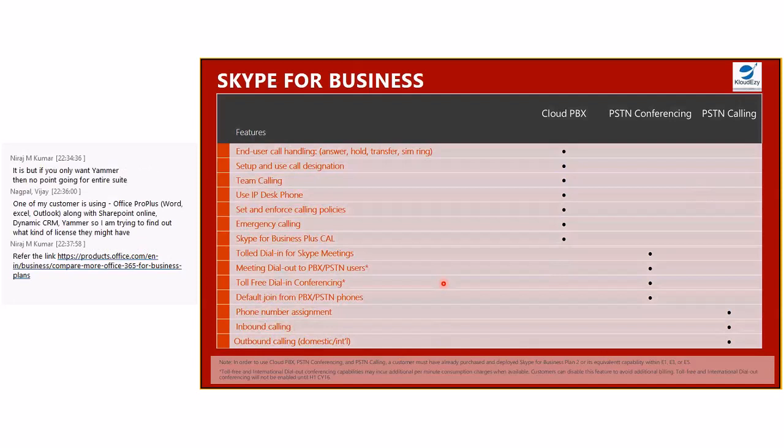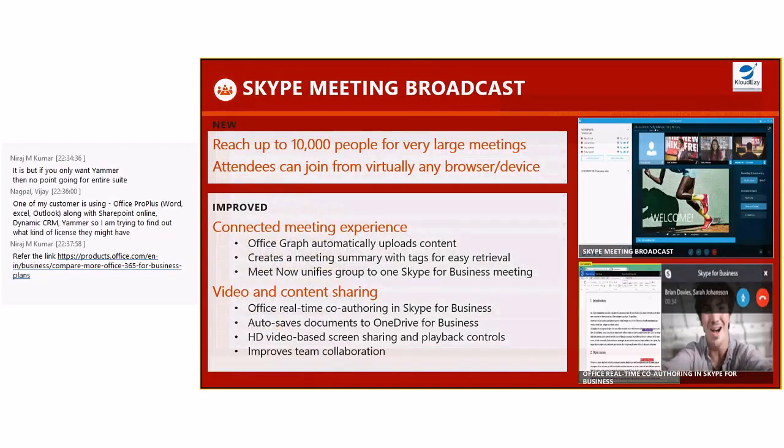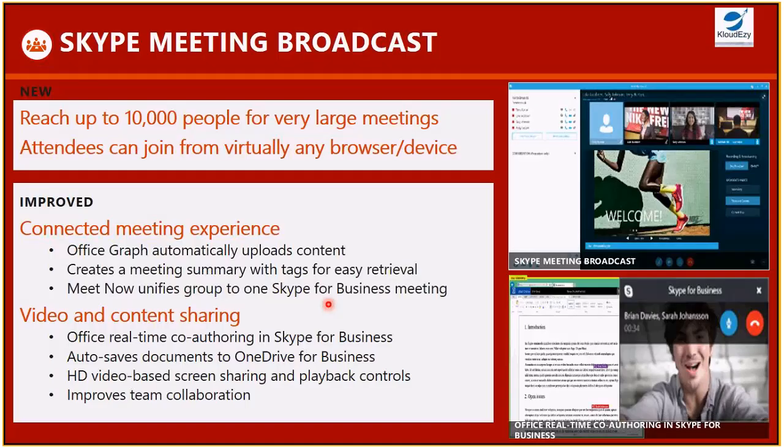Another thing in E5 is Skype meeting broadcast. Since you are all technical guys, you may be using broadcast video conferencing solutions, right? Where you can reach hundreds of people, 500 people at one shot. Skype for Business in E5 gives you an option to reach 10,000 people at a time. Currently the cap is 10,000 broadcast at a time. It can be done with E5.